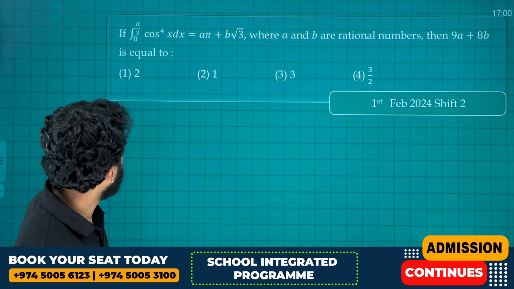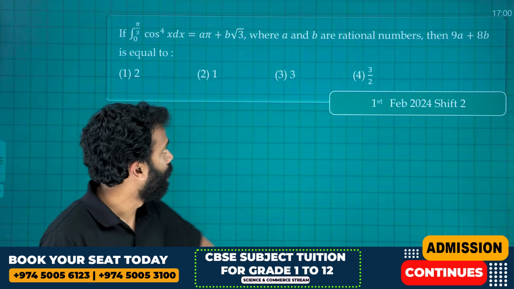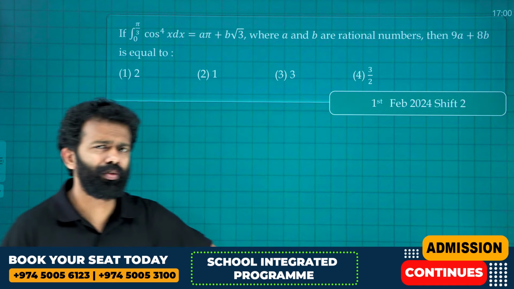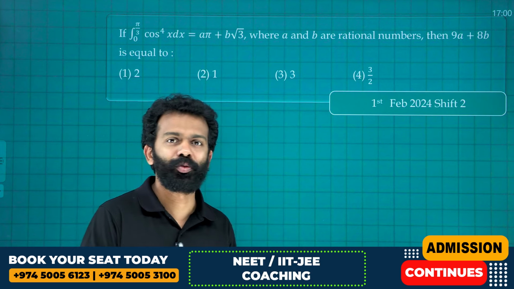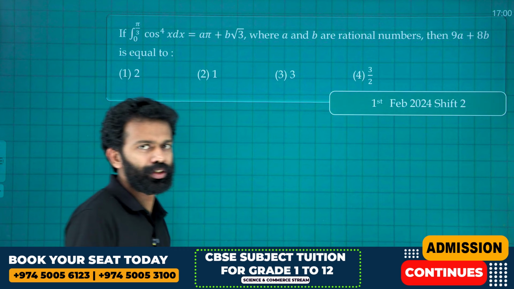Our very next question. The integral 0 to pi by 3 of cos raised to 4x dx is equal to a pi plus b root 3, where a and b are constants. Then you need to find 9a plus 8b. So, what is the value of 9a plus 8b? How are you going to formulate this one? It's easy actually. How are you going to formulate cos raised to 4x?